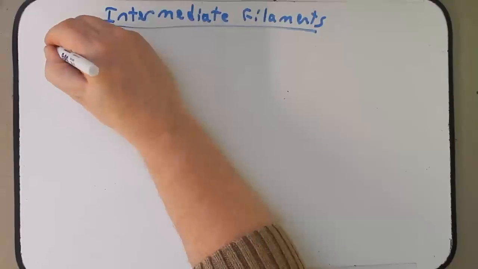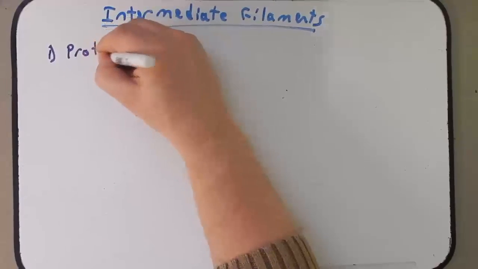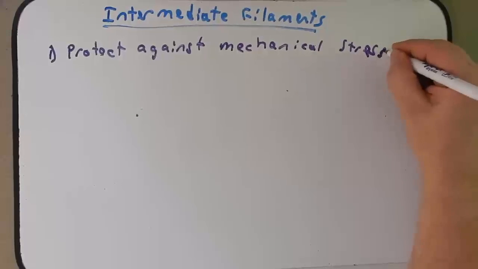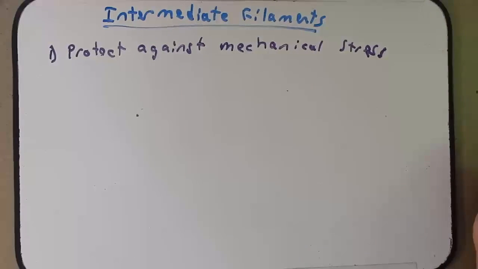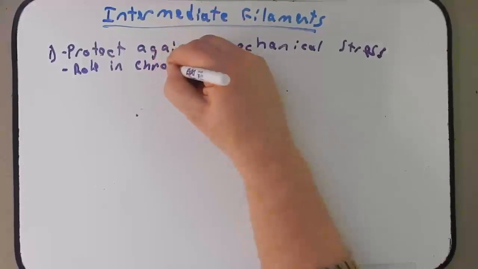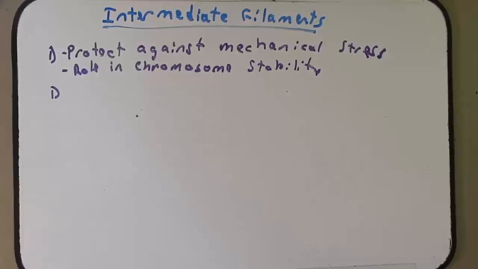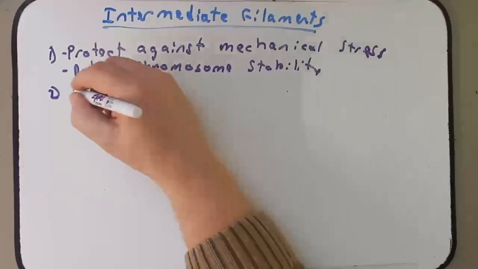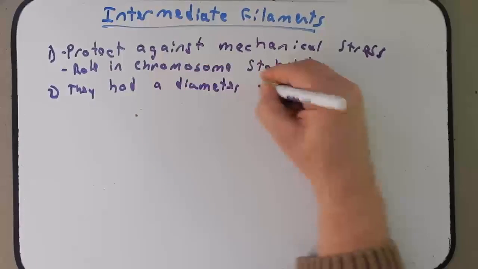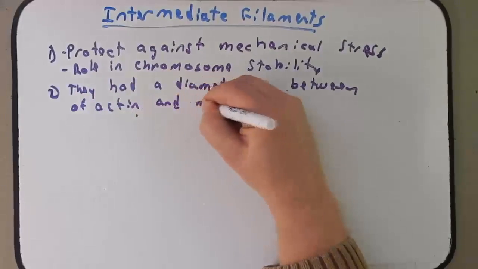As we begin, let's talk about some characteristics of intermediate filaments. Their main function in the cell is to protect against mechanical stress. And we'll talk more about that in a little bit. They also play a pretty important role in chromosome stability. And we'll talk about that in a moment as well. Now, the reason they're called intermediate filaments is because when they were first identified, they had a diameter in between the sizes of actin and microtubules.